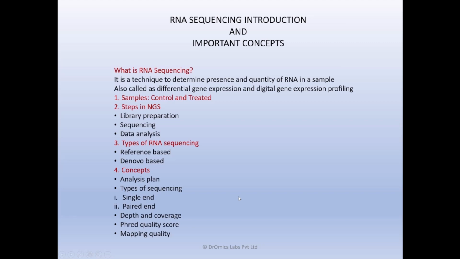Next is mapping quality. In Phred quality score, we just discussed that it gives us the quality of bases. Now in mapping quality, we are deciding how well our read is aligning to the reference genome.